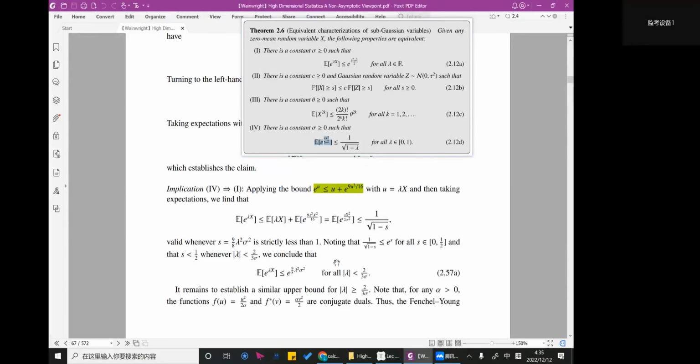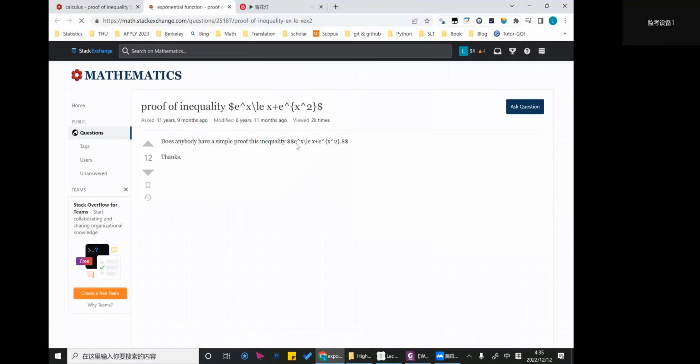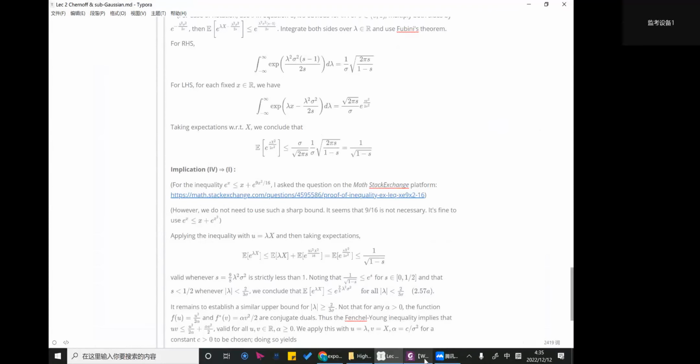Let me see here. This inequality is somewhat more intuitive or more beautiful. So this inequality can also be used here. So I write it here. We do not need to use such a sharp bound. You can substitute 9/16 by 1. So this is more intuitive. You do not need to use such a sharp bound to prove the results.